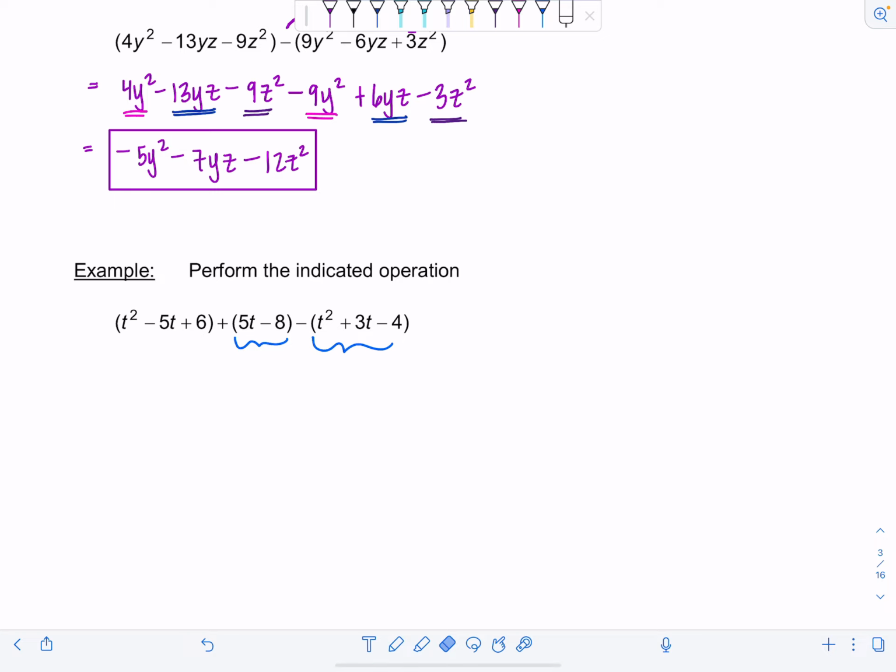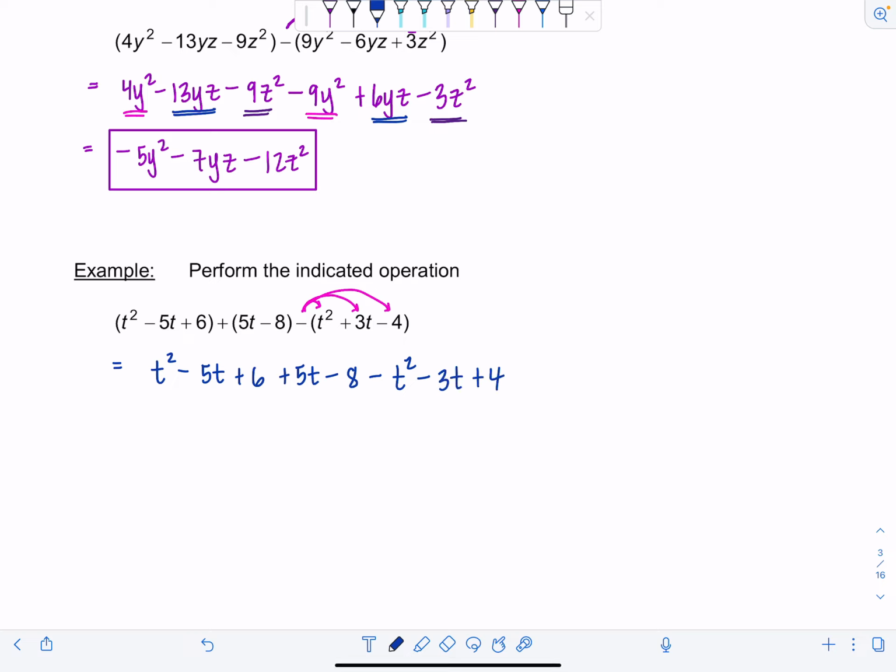Okay, good. Did you pause it? I hope you did. So let's start by rewriting everything without parentheses. So if there's a negative, we're going to have to distribute that here to the last one. But notice the first 2 polynomials, we don't need to do anything. We can just drop those parentheses. So we've got t squared minus 5t plus 6 plus 5t minus 8 minus t squared minus 3t plus 4.